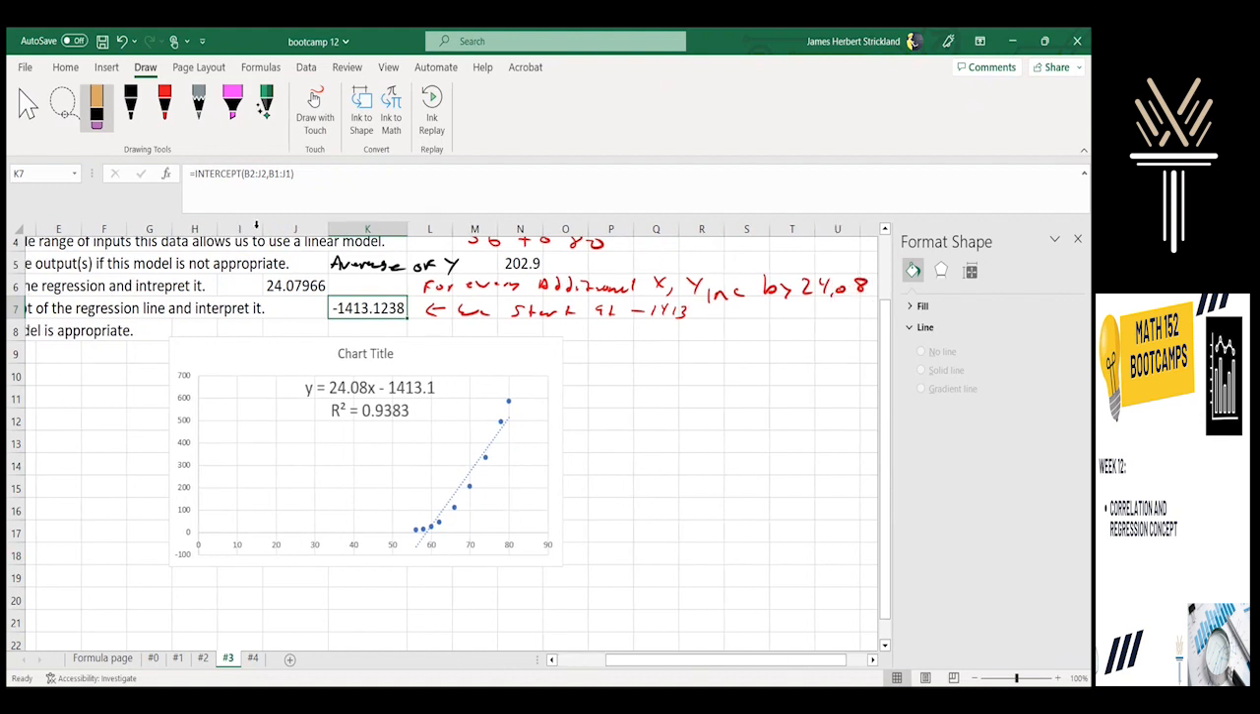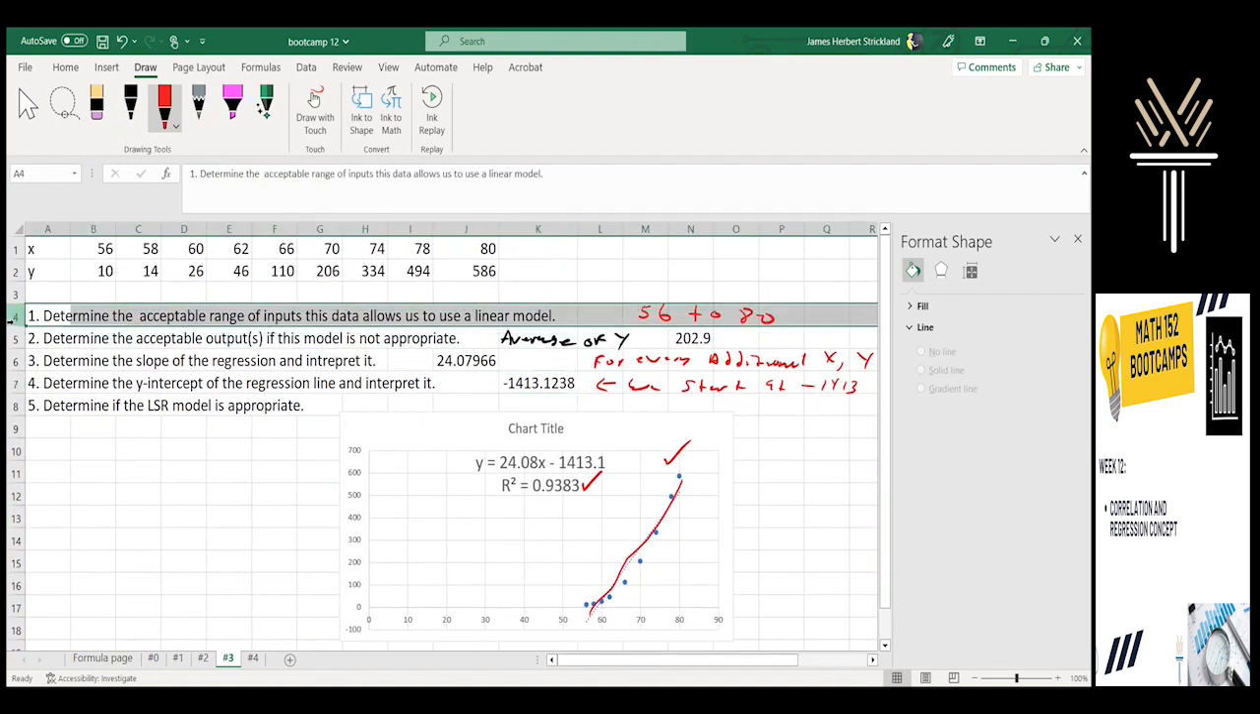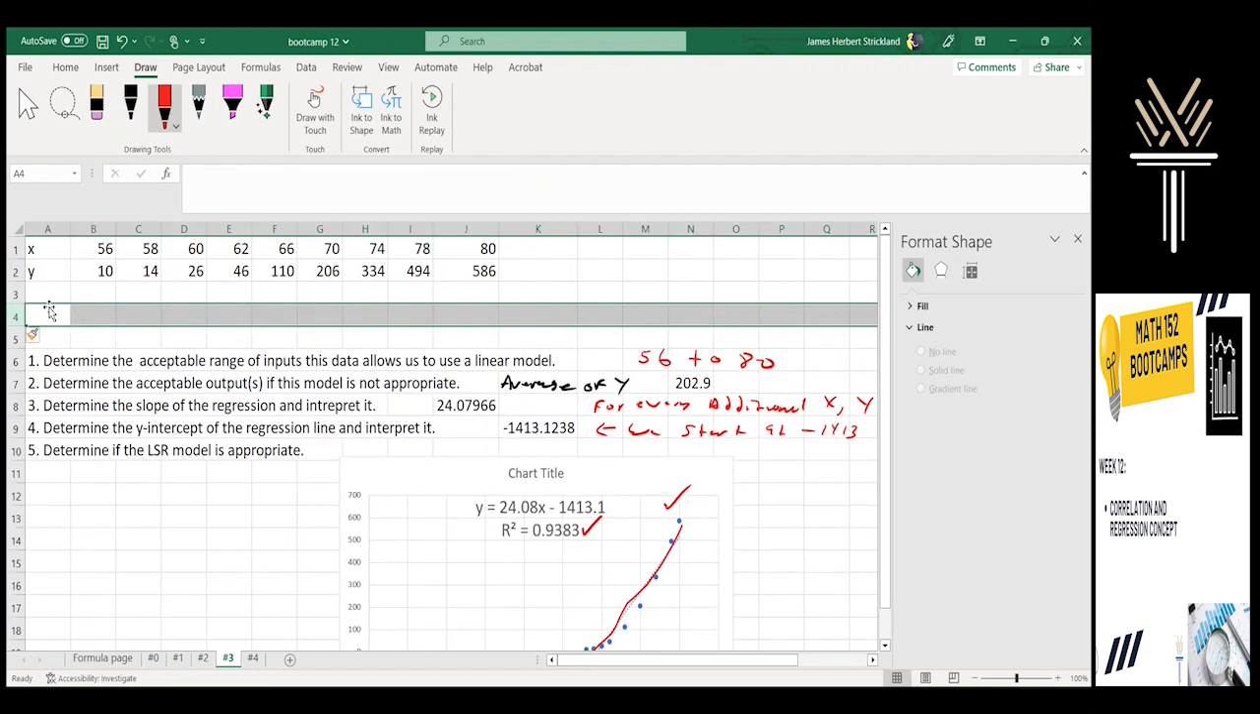Is it appropriate? Well, clearly r squared is very good. That's bigger than 0.8. The line seems to be going through the data pretty well, right? It's all kind of nice and tight and going up. So the scatter plot looks pretty good. So the only thing we have left to figure out is, are the residuals good? So I'm just going to insert a couple rows. And let's get our residuals.